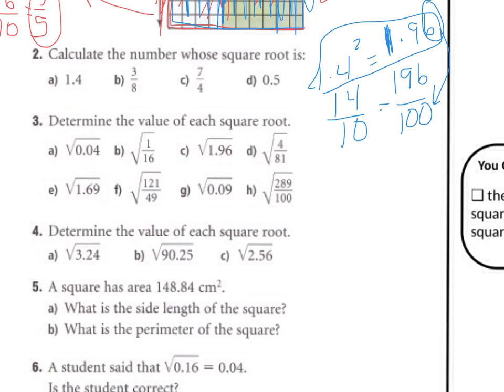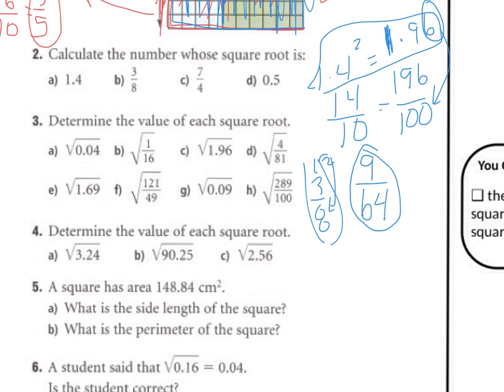So let's look at B. 3 over 8, that is the answer to a square root problem. So to go opposite, we go square. Remember, we distribute that square into both. We get 3 squared is 9, and 8 squared is 64, and that's our answer. Okay, move this up.